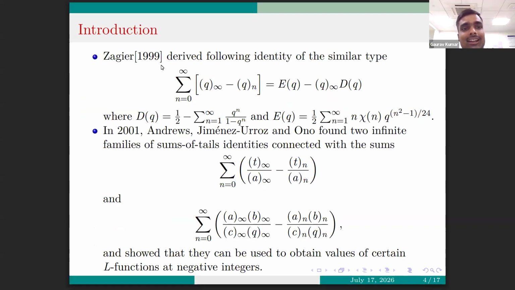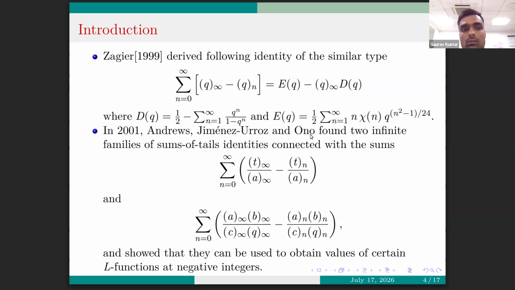And Zagier in 1999 derived the following identity of a similar type. It is also a sum of tails identity, where we are considering (q)_infinity in the numerator only, taking tails of it and taking the sum. So we get this expression, where we also have the divisor function on the right hand side.